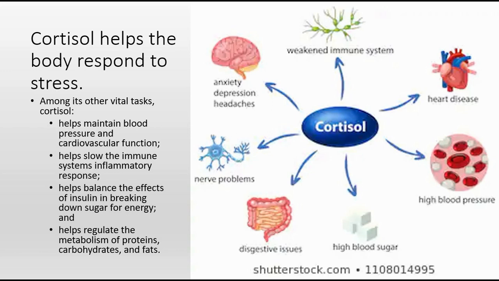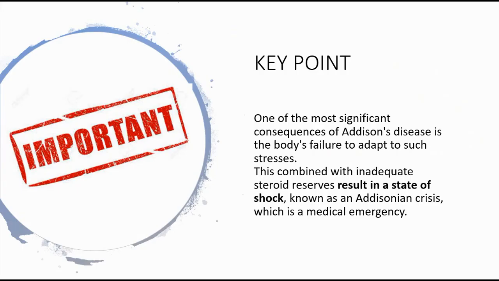It helps balance the effect of insulin breaking down sugar for energy, so it helps mitigate that, and helps moderate metabolism for carbohydrates and fats. Helps smooth it out. So the problem when we get to Addison's disorder is that Addison's specifically is a dysfunction of the whole adrenal system. And as such, when the body goes under stress, it doesn't respond appropriately.